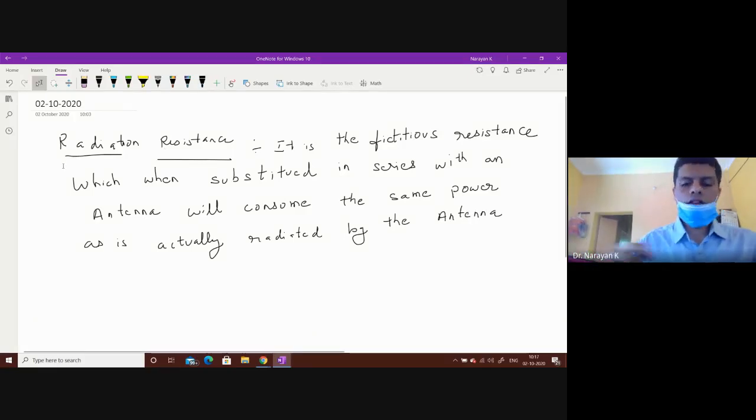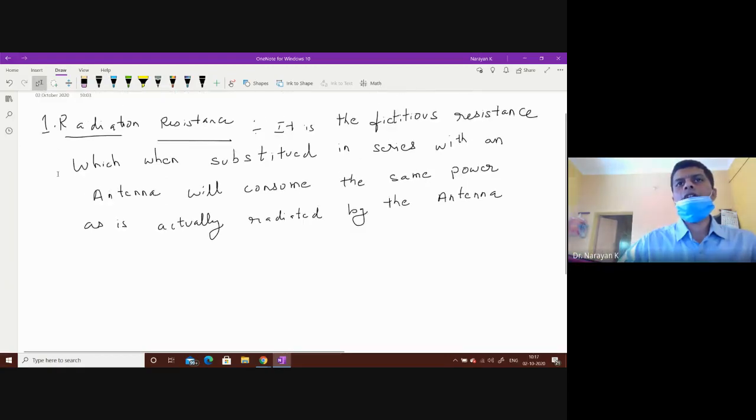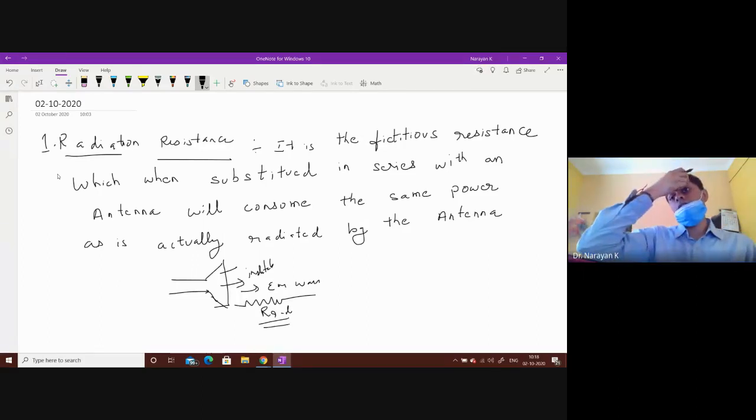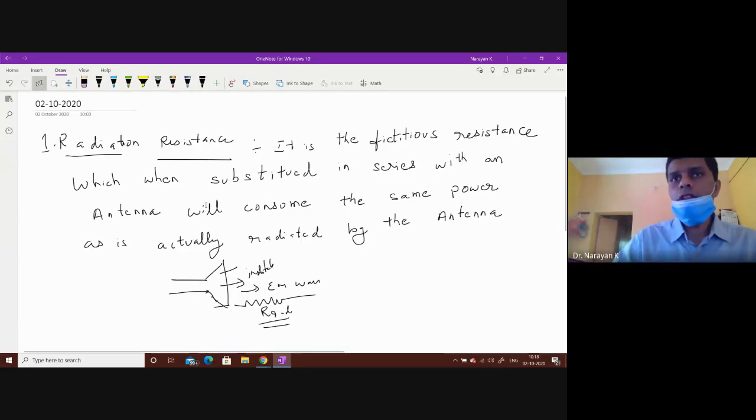Okay. Radiation resistance. Already we have done sufficient problems on this, and you have found it. It is a fictitious resistance which, when substituted in series with the antenna, will consume the same power as is actually radiated by the antenna. I think I have already explained this to you in detail. You have an antenna. This has to radiate in free space. While radiating in free space, this is an insulator, so it has to overcome a resistance before your EM wave is radiated into free space. So that particular resistance is called your radiation resistance.